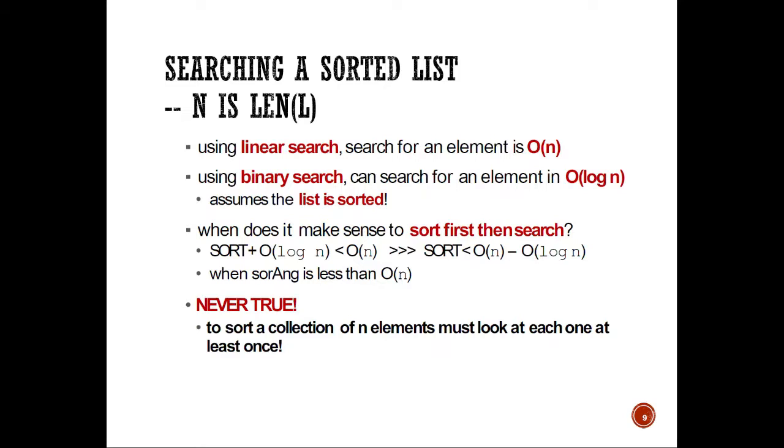Now the question becomes, when does it make sense to sort first, then search? Because sorting then searching might be larger, or usually it is. So, to sort a collection of elements, we must look at each one of them at least once, which means that in general, if we're only doing the search once, it doesn't make sense to do the sorting.